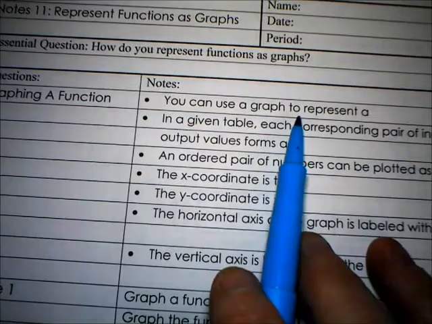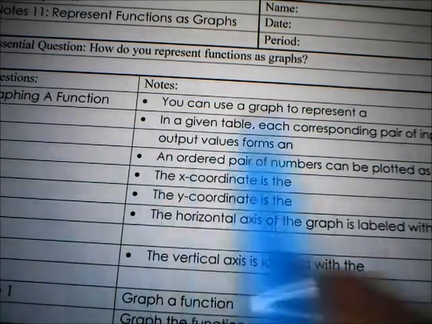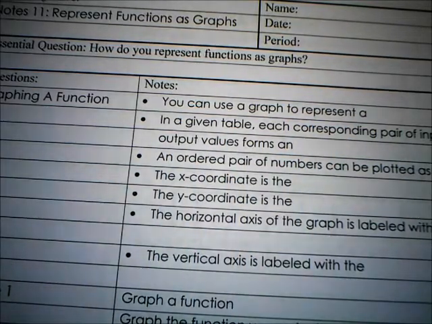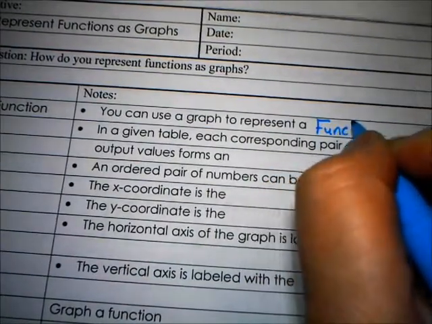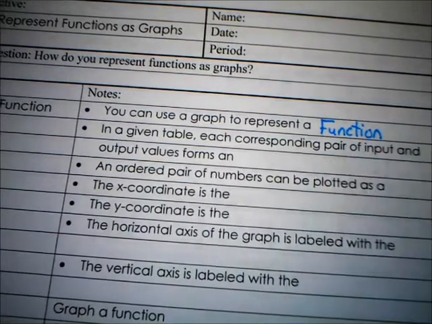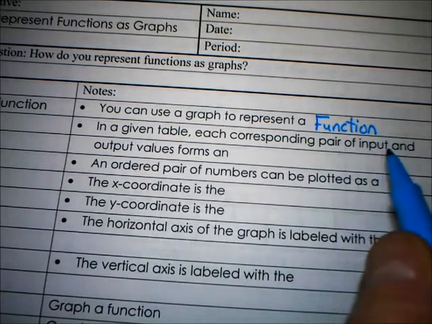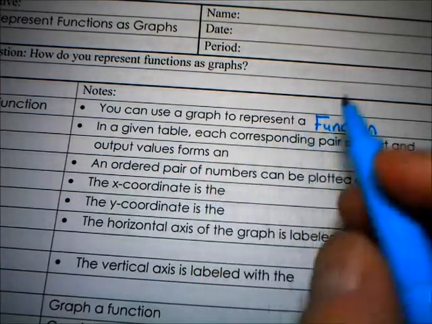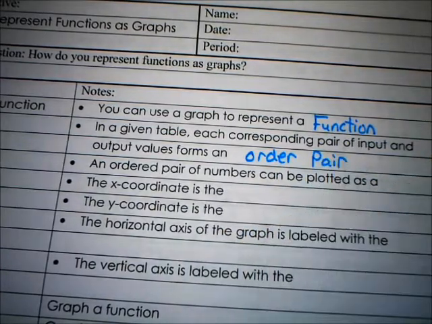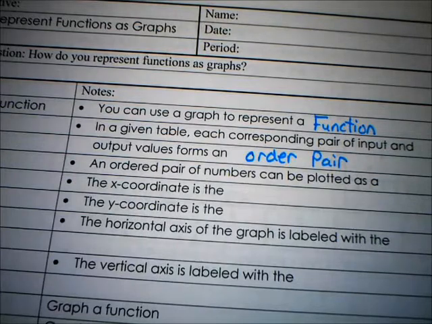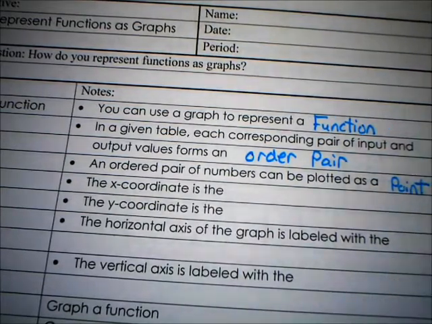Graphing a function, it says you can use a graph to represent a function. Forgot the word function on there. It says in a given table, each corresponding pair of inputs and output values form an ordered pair that we're going to look for. And then an ordered pair of numbers is plotted as a point on our graph. So a point.